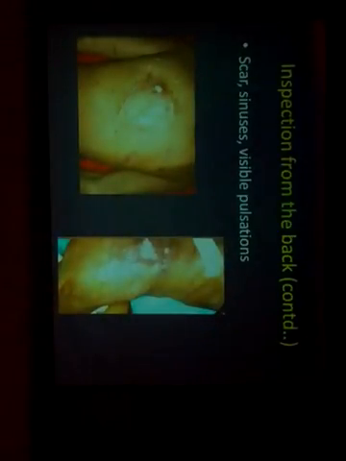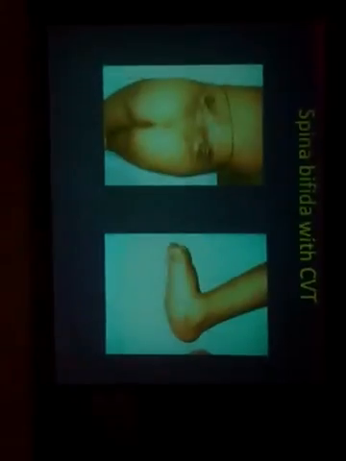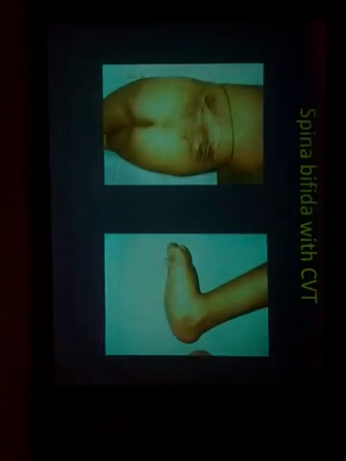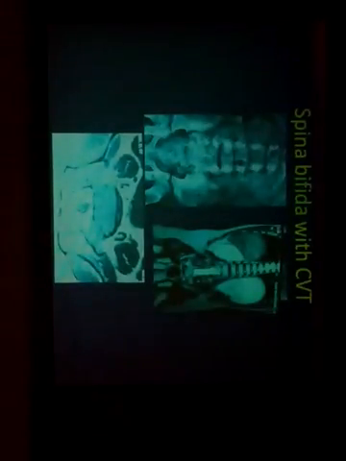Make a note of any scar, or signs of visible pulsation, as usual in any case. Now, this is an example you may find in a child. You must have read in the books, this is a very typical example of a spina bifida with a tuft of hair. Never forget to examine the lower extremities completely in this patient. You may find things like a congenital vertebral deformity in the same patient. This was confirmed with MRI.